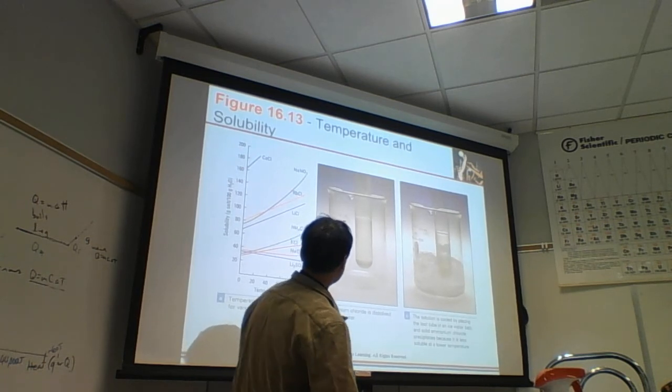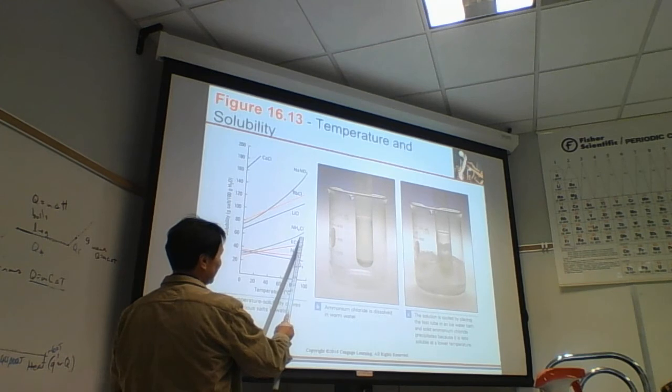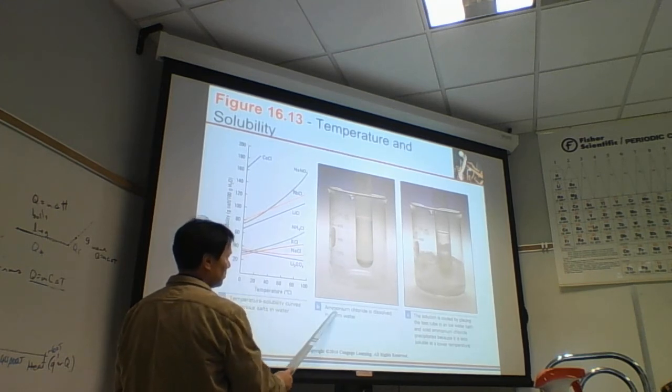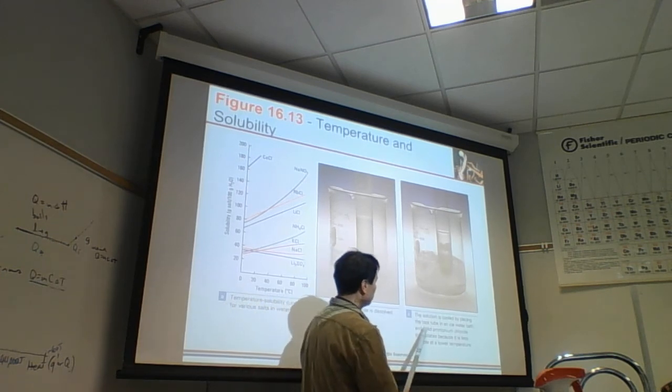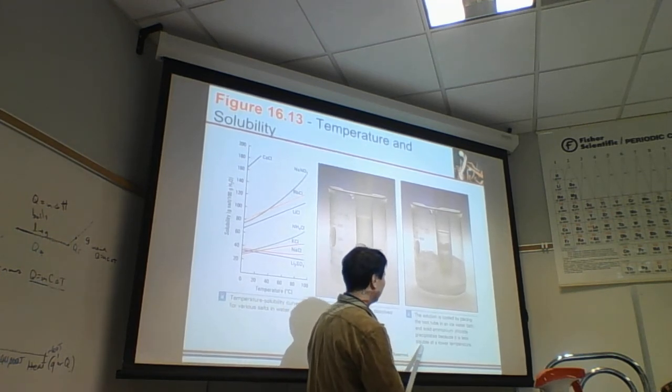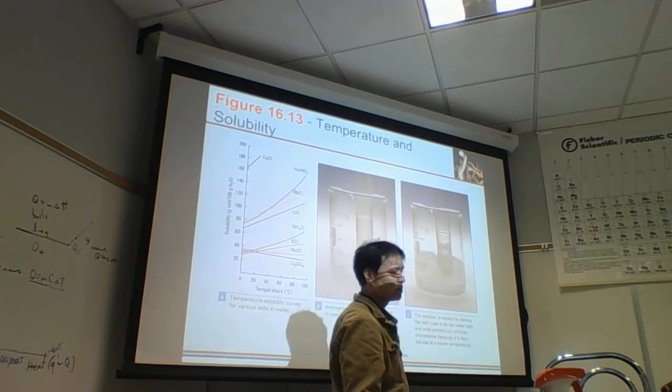And so ammonium chloride here. Ammonium chloride at high temperatures is much more soluble than at cold temperatures. So ammonium chloride is dissolved in warm water. If we cool it, what's going to happen? Well, when we cool it, ammonium chloride is going to precipitate out. Now, is ammonium chloride sluggish?